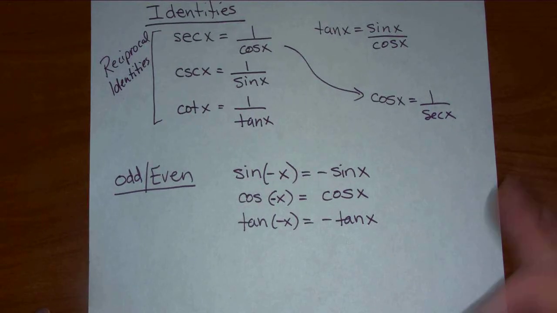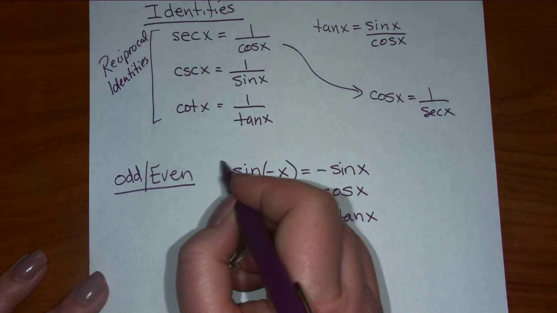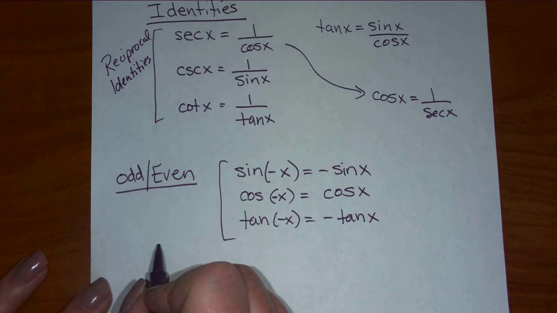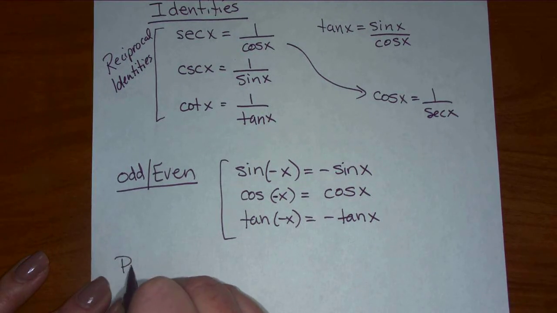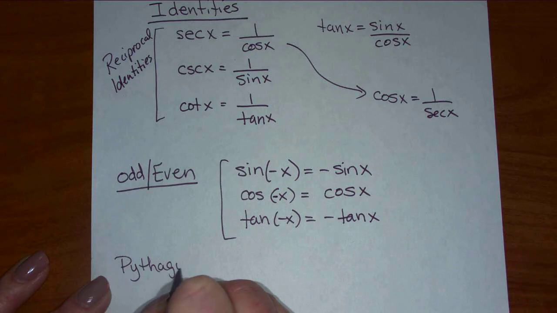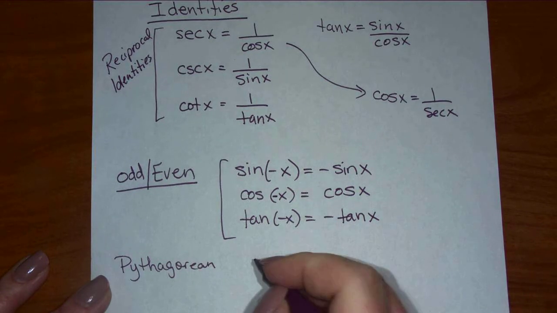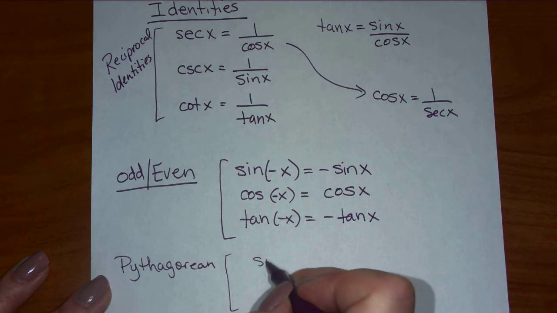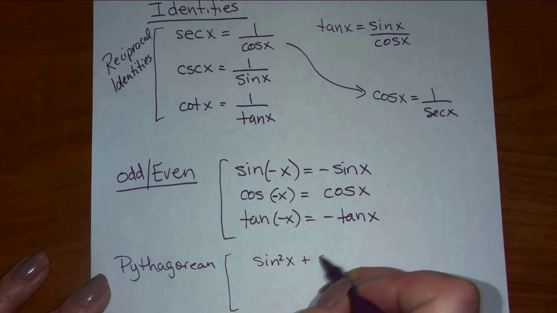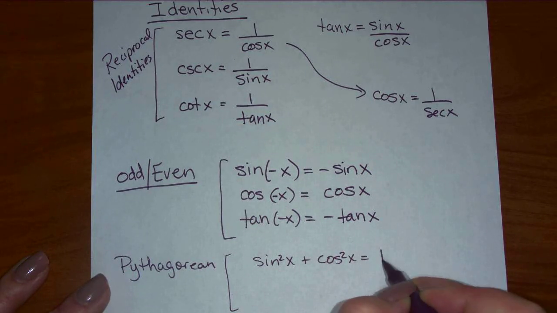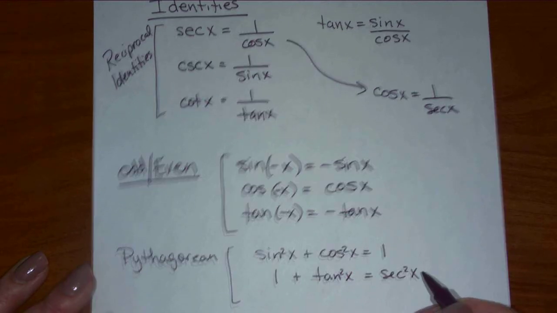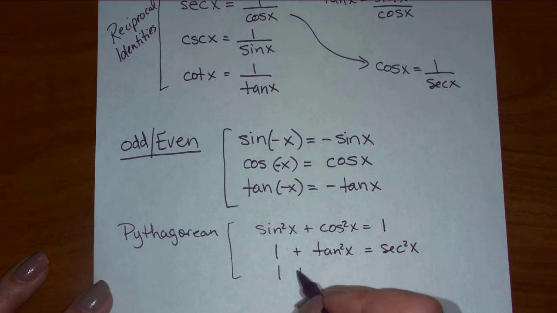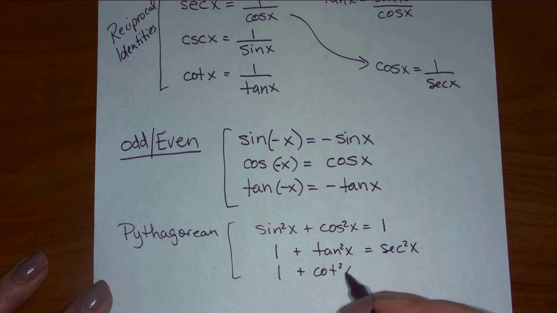But the next are the Pythagorean identities. Sine squared plus cos squared equals 1, and 1 plus tan squared equals secant squared, and 1 plus cotan squared equals cosecant squared. So there's 3 of those.